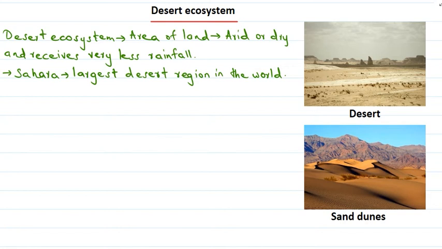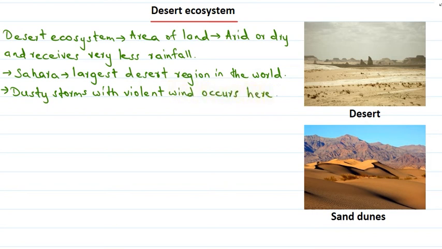So the dusty storms with violent wind occur regularly. Okay, deserts, they experience what? There is dusty storm accompanied with violent wind. Okay, occurs here, as in occurs in desert ecosystem on a regular basis.